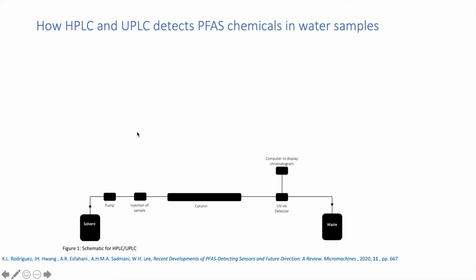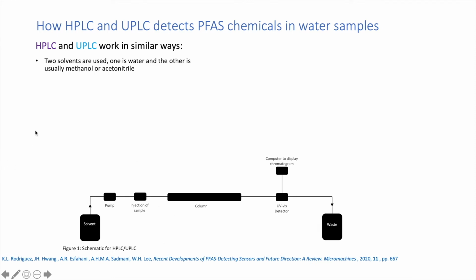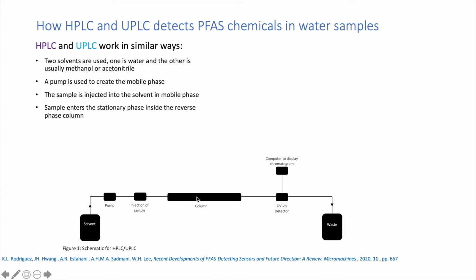This slide is on how HPLC and UPLC detect PFAS chemicals in a water sample. HPLC and UPLC work in similar ways, that's why I only have one schematic for both of them. Two solvents are used. One is water, and the other one is usually methanol or acetonitrile. A pump is used to create the mobile phase. It sucks up the solvent and pushes it along. Then the sample is injected into this mobile phase. It goes along to the column, where it enters the stationary phase inside the reverse phase column.